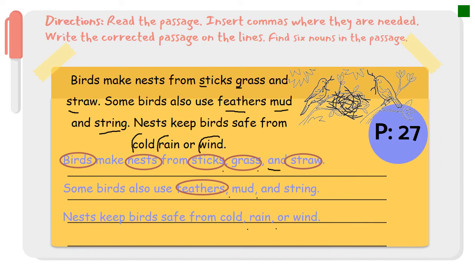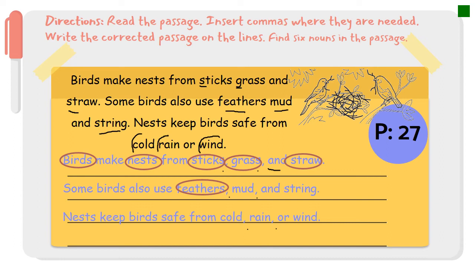Let's name the words in the series in this sentence. We have the word sticks, we have the word grass, and we have the word straw. So we have to put the commas between the words. But remember, the word and comes before the last word in series. So we have to add a comma after sticks, after grass, and that's it.